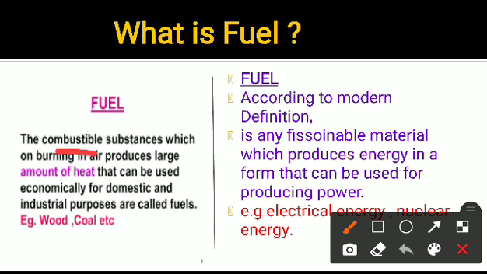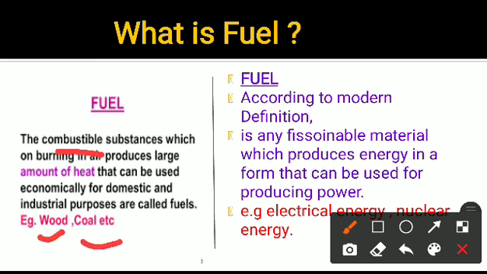combustible substances which on burning in air produce a large amount of heat that can be used economically for domestic and industrial purposes are called fuel. The examples are wood, coal, etc.